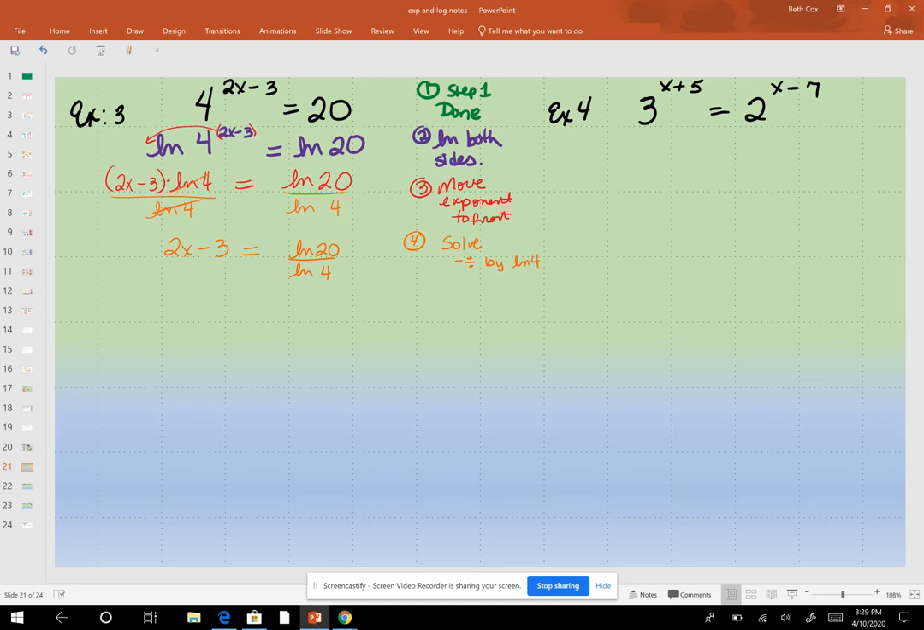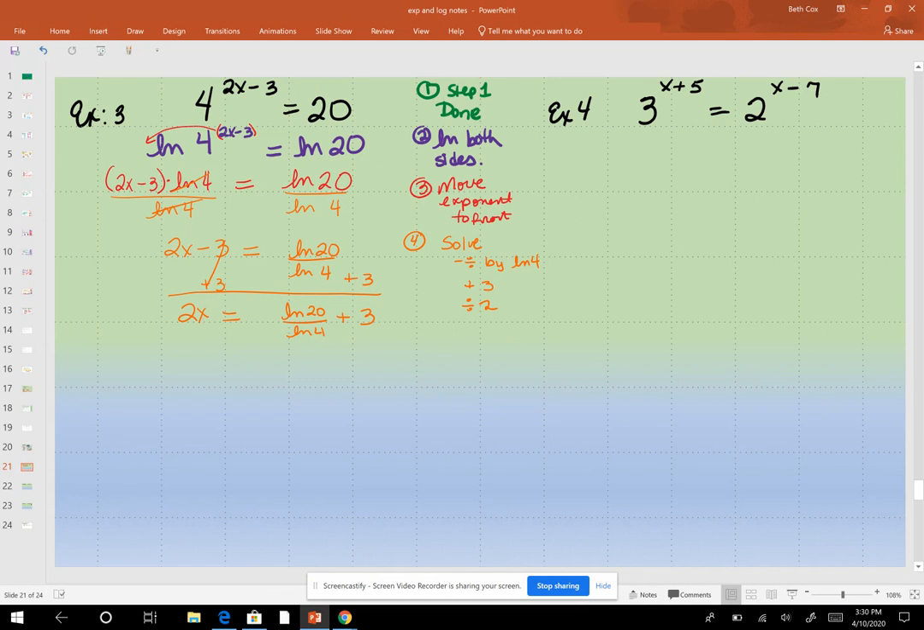Okay, and now I'm going to add 3 to both sides. So then I'll add 3 over here and add 3 over here. And so I have 2x is equal to what? I have natural log 20 over natural log 4 plus 3. And then I'm going to divide everything by 2. Got to get the x by itself, so I'm going to divide by 2 on both sides.